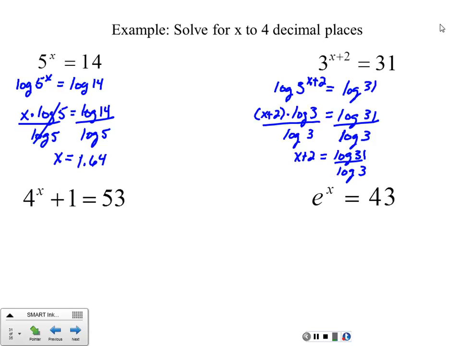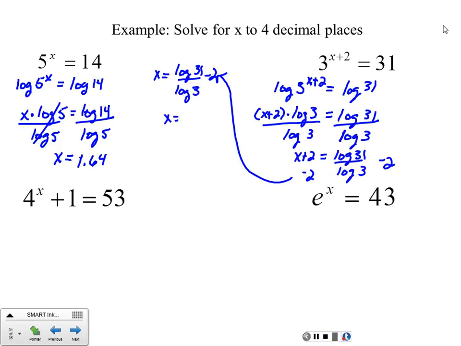Now, just because I'm familiar with my calculator, I prefer to go ahead and get x by itself before I start putting anything in the calculator, because you're dealing with decimals, and I don't want you rounding any decimals because it's going to throw your answer off. So to get x by itself, I'm going to minus 2 from both sides. So basically, I'm going to have x equals log 31 divided by log 3 minus 2.